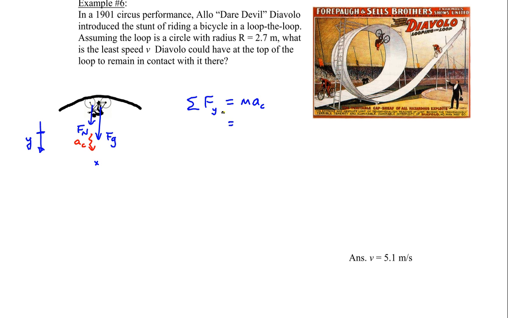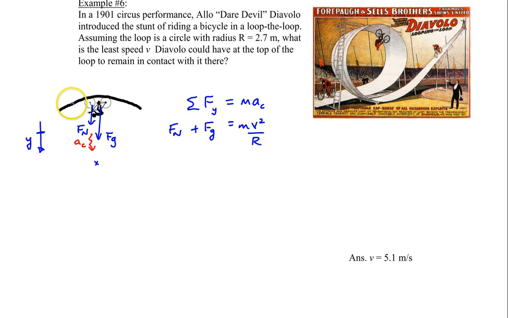So the two forces that would be contributing to that net inward force would be the normal force plus the force of gravity, which is equal to mass times the centripetal acceleration, which is m v squared over r, r being the radius of the circle.